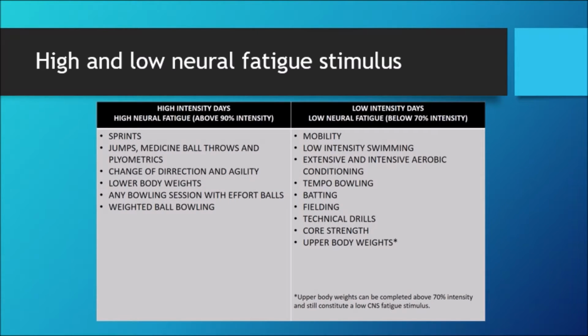Our low intensity training days include mobility, low intensity swimming, our extensive and intensive aerobic conditioning, so that's our fitness work. Tempo bowling, so tempo bowling is bowling within oneself, bowling at what would be less than 70% intensity. Our batting drills, fielding, that one's a bit of an iffy one. Specifically if you're doing static catching, slips catching or short catches, things like that, that's definitely low intensity. But if you're doing a lot of high catches with a lot of movement or a lot of throwing drills where you're stopping and throwing and moving to another position, that could become a high intensity drill, and therefore you would need to move that up to a high intensity day.